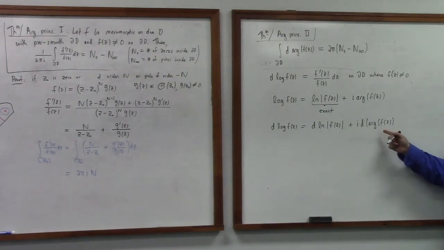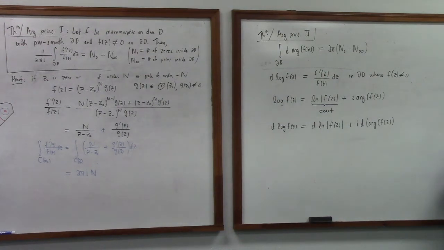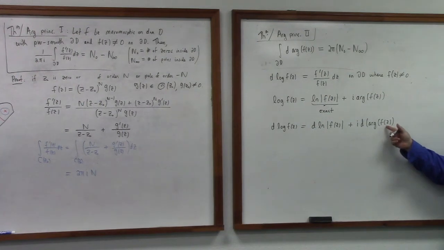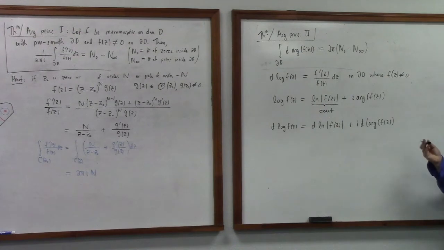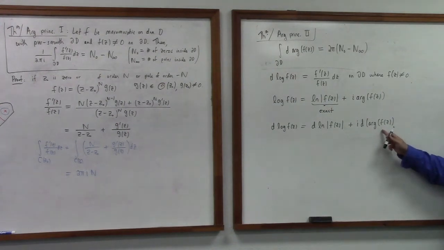So let the function be like z, for example. What would happen if you calculate the differential of the angle for z going around the unit circle? Well, the change of the angle going around the unit circle is going to be 2 pi, right? So this does not integrate to 0 along a closed curve for general functions. Certainly doesn't for f of z equal to z.